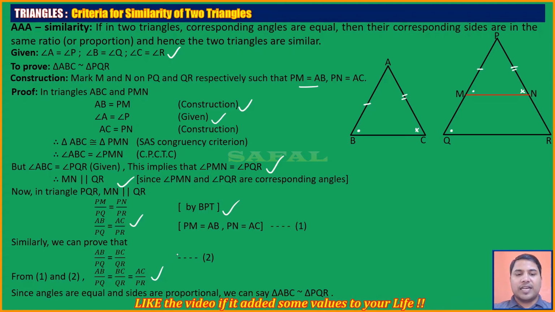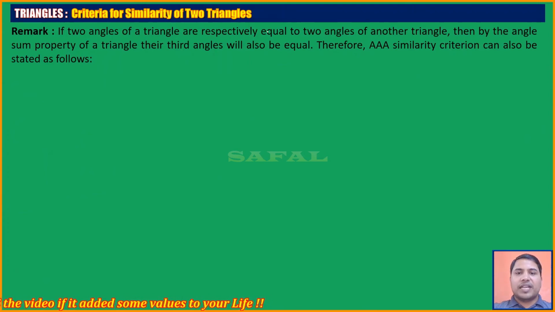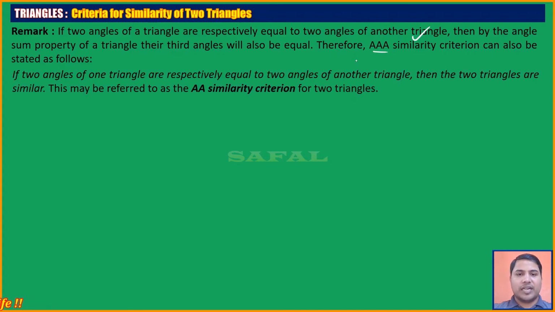So hence I can say that triangle ABC is similar to triangle PQR. Now a special case of this is there. We know that if two angles of a triangle are respectively equal to two angles of another triangle, then by angle sum property of a triangle, we can say that the third angle will also be equal. So the special case of AAA similarity is AA similarity, which is stated as: if two angles of one triangle are respectively equal to two angles of another triangle, then the two triangles are similar by AA similarity criteria.